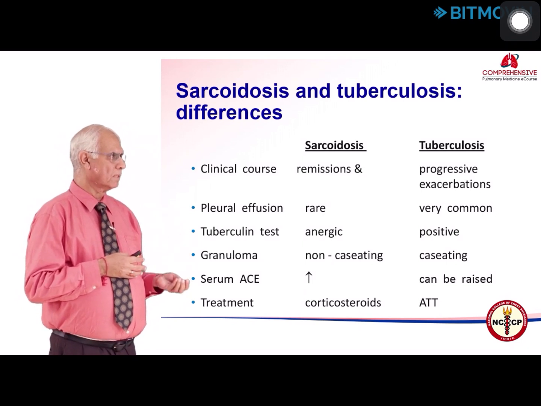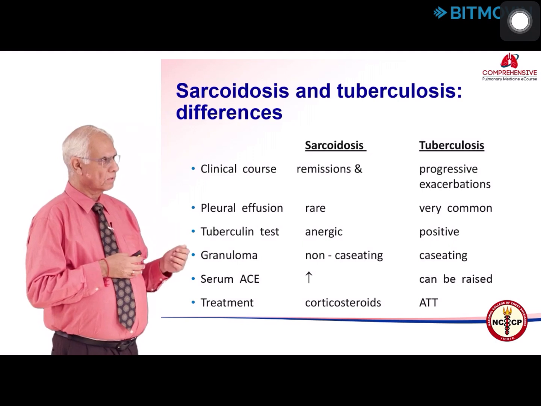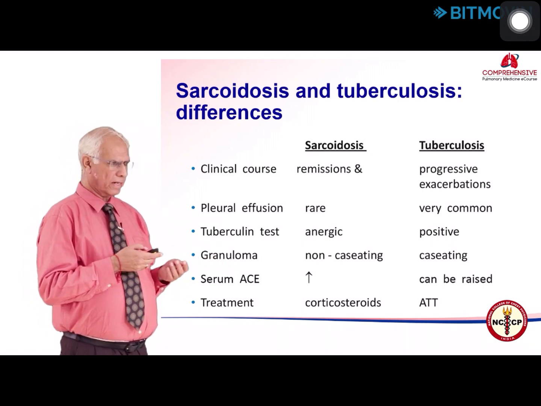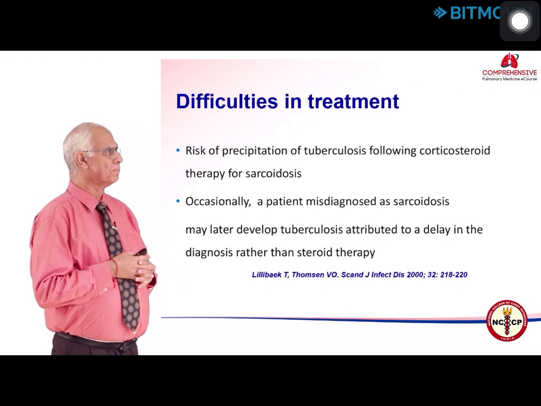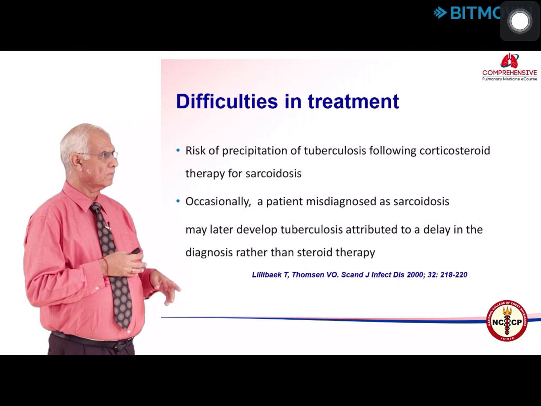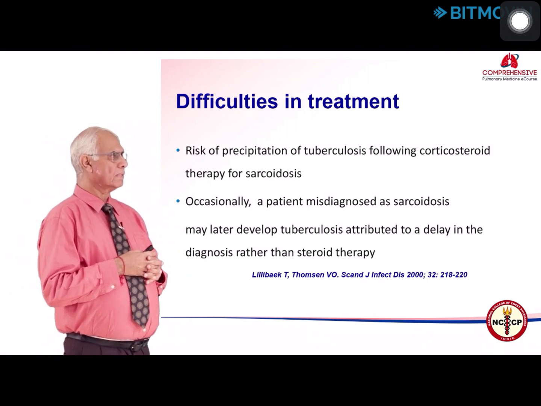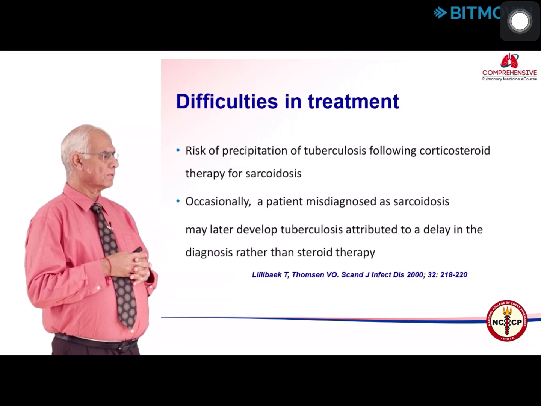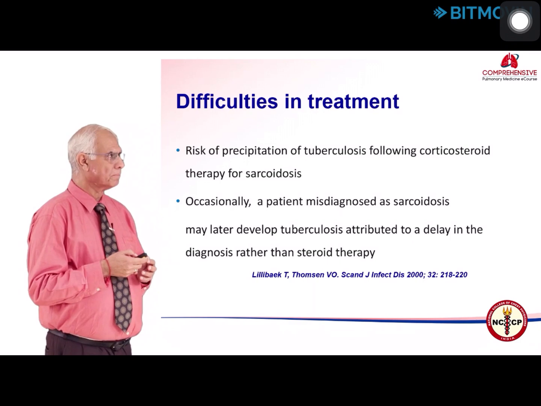But if the patient was misdiagnosed as sarcoidosis when he has tuberculosis and you give corticosteroids, the disease is going to flare up. So the difficulty in treatment is the risk of precipitating tuberculosis following corticosteroid therapy for sarcoidosis when the diagnosis is wrong. Occasionally, a patient misdiagnosed with sarcoidosis may later develop tuberculosis, and this is attributed to the delay in diagnosis rather than the steroid therapy.